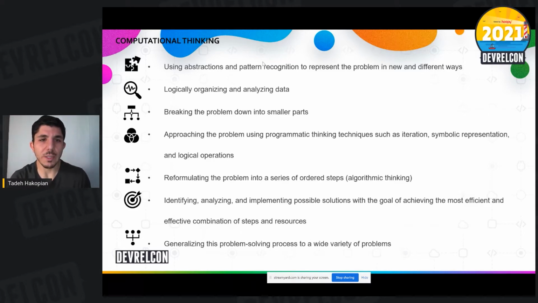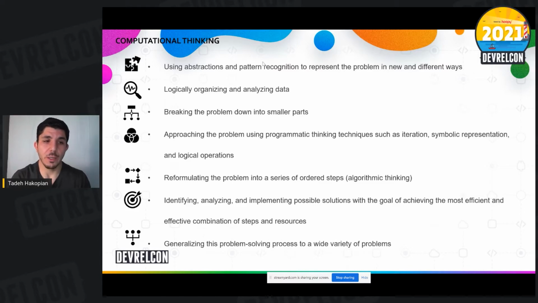Then you logically organize and analyze the data. You break the problem down after that into smaller parts so you don't get overwhelmed. You approach the problem using programmatic thinking, like represent things, create logical operations, iterate. Then once you break it down, you can reformulate the problem into ordered steps. That's algorithm thinking.